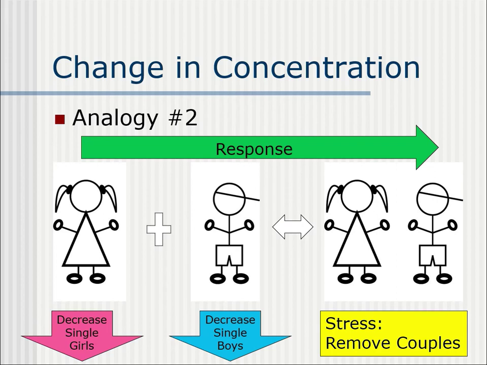If we add to a system, the system is going to respond in such a way that it tries to get rid of whatever you've added. The opposite, if you remove something from the system, it's going to shift in such a way to try to remake that thing you're removing from the system, because it wants to get back to equilibrium. So we have this response that's going to take place.